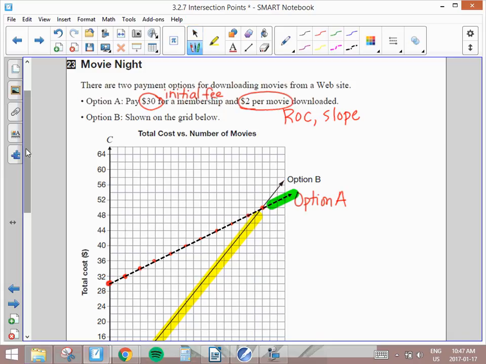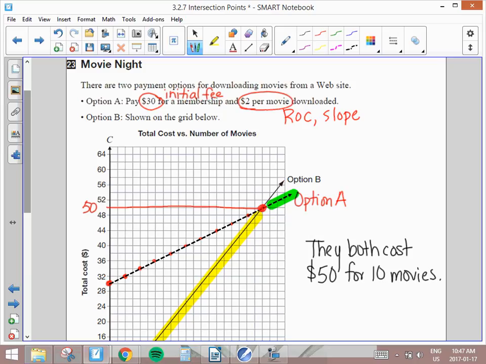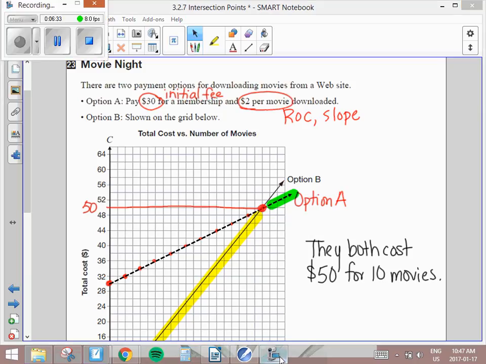The one thing that maybe I haven't made clear is that I know that they cost the same for 10 movies. And at that point, for 10 movies, I can see it on my grid here, they both cost $50. So I might just say that just to be sure that I have said enough. And then I'm going to move on to the next question.